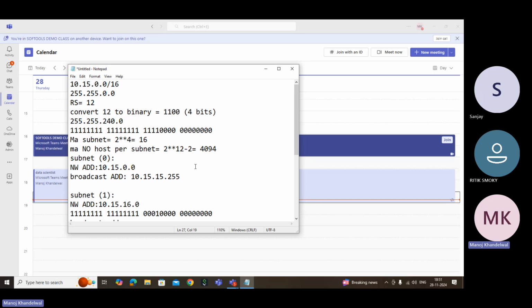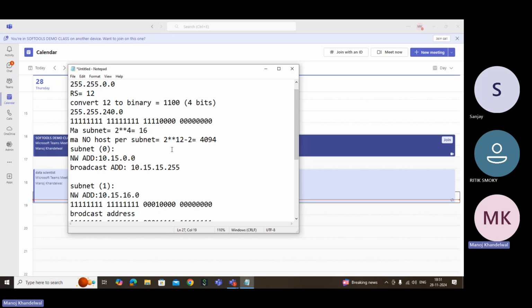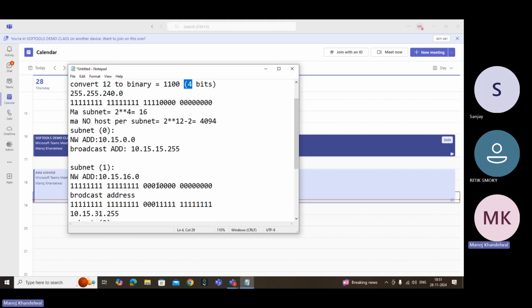We are saying here, 4 bits, right? Here, yes, correct. We are saying here 4 bits, right? And you want to ask why you are touching these 4 bits?